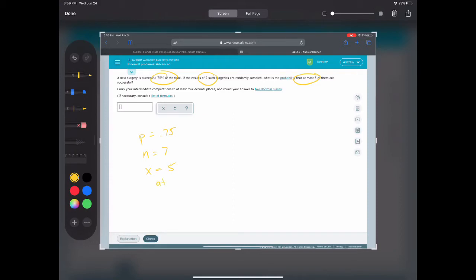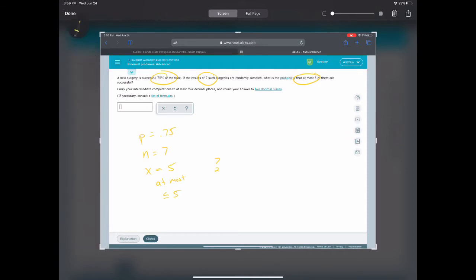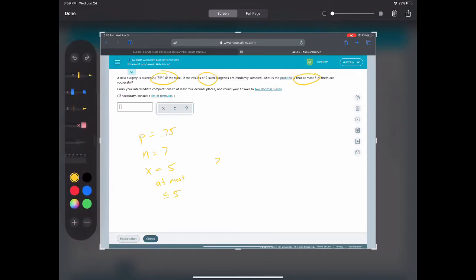So this says at most 5, so what we're actually looking at is there can't be any more than 5, right? So this is actually going to be less than or equal to 5. So if we go back to thinking about our chart, if we're picking 7 total, we could pick 7. 7 could be successful. 6 could be successful. 5 or 4 or 3 or 2 or 1 or 0.